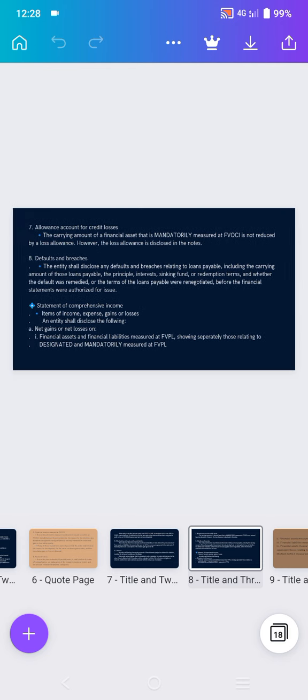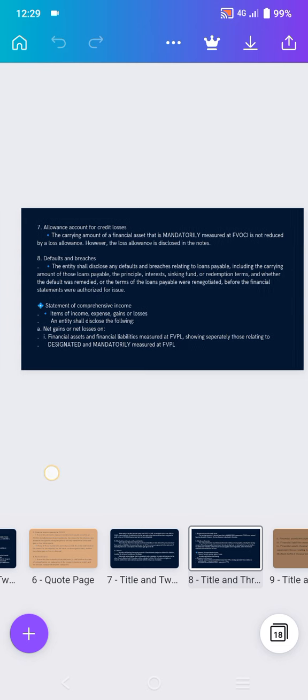Number 8 po, defaults and breaches. The entity shall disclose any defaults and breaches relating to loans payable, including the carrying amount of those loans payable, the principal, interest, sinking fund, or redemption terms, and whether default was remedied, or terms of the loans payable were renegotiated before the financial statements were authorized for issue.